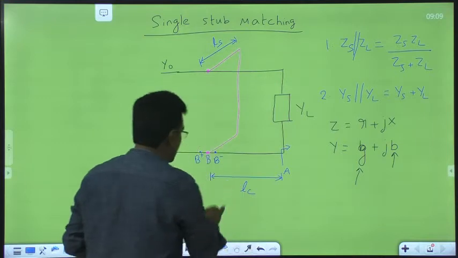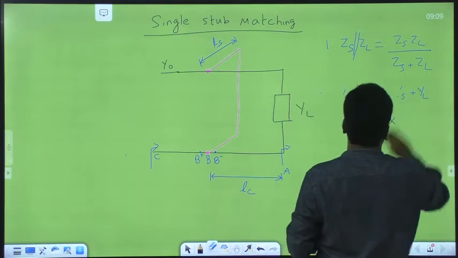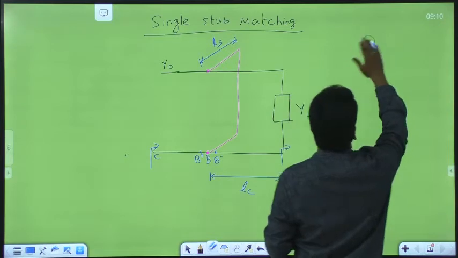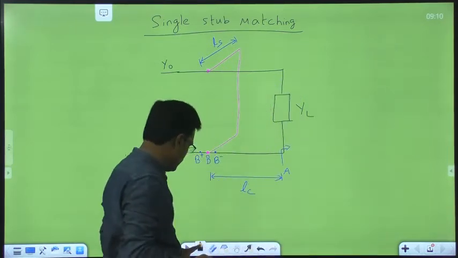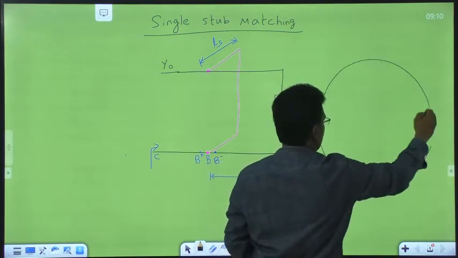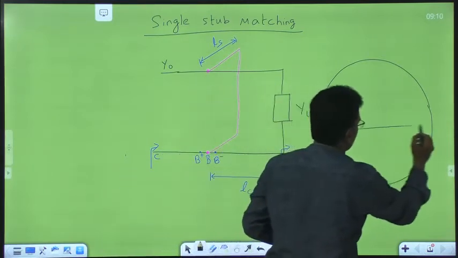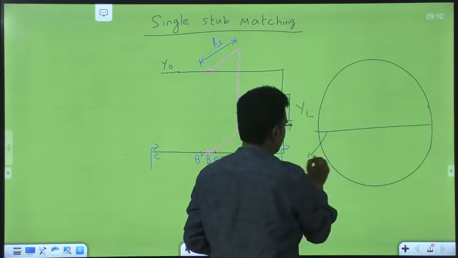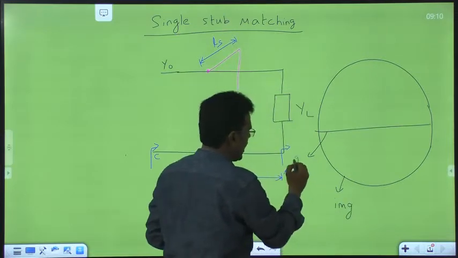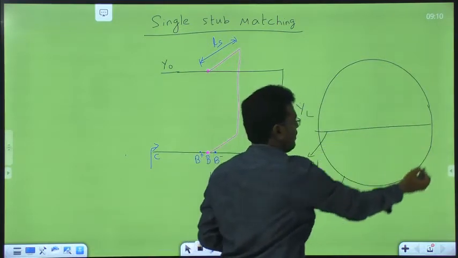Okay, now we'll see how to draw the normalized admittance Smith chart. It also contains two circuits similar to the impedance chart. Everything is similar, only 2 points will vary. Again, this is the real axis and this is the imaginary axis. Any point on this line is purely real and any point on the circle is purely imaginary.